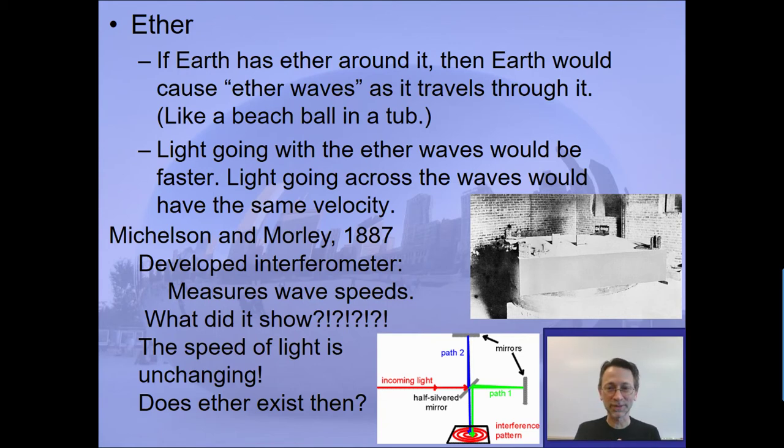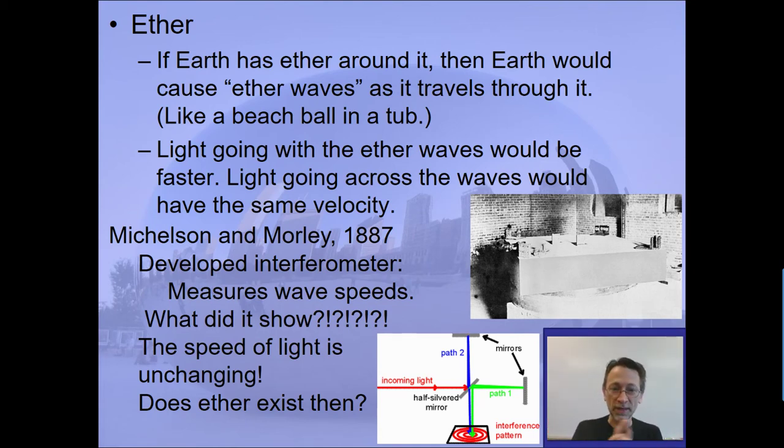And the interesting part to this is we have to be able to measure the speed of light. And so this is the beginning of us being able to come up with something that measures the speed of light. So if Earth has this ether around it, then the Earth must cause these ether waves as it travels through it. So picture if I take a beach ball and I'm in a pool and I drag the beach ball through the pool, isn't it going to create these waves around it? And that's similar to what the Earth would be doing to the ether as it's plowing through space.